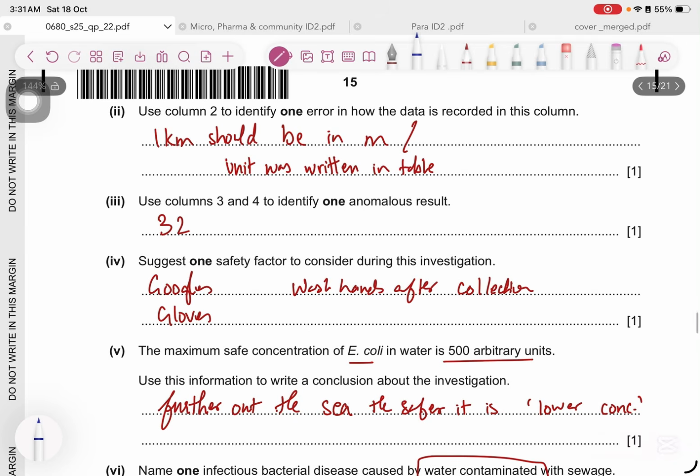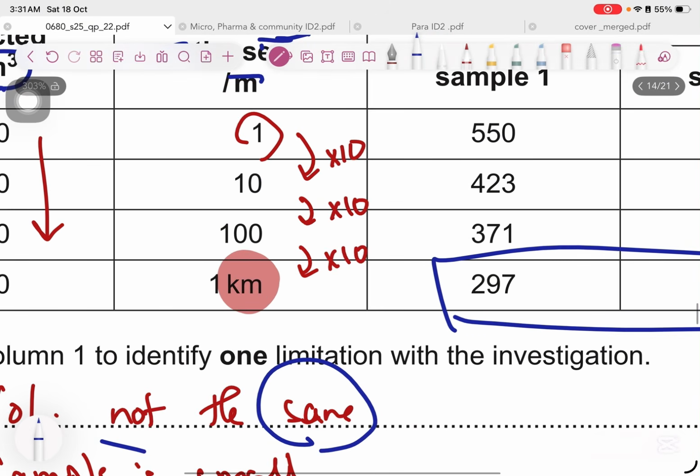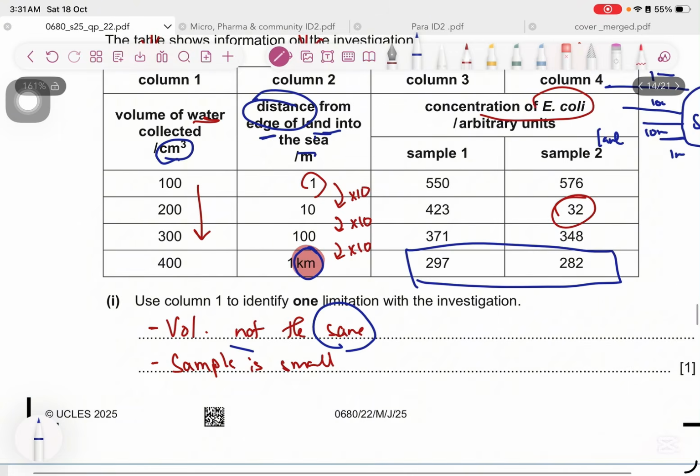Use column 2 to identify one error in how the data is recorded. The error here was this. I told you that we should not write any units in the content of the table. And that's exactly what they did. Okay? So if we mentioned meter, we have to maintain it throughout the question. So instead of 1 kilometer here, we should write 1,000. Okay? Because we increased by 10.